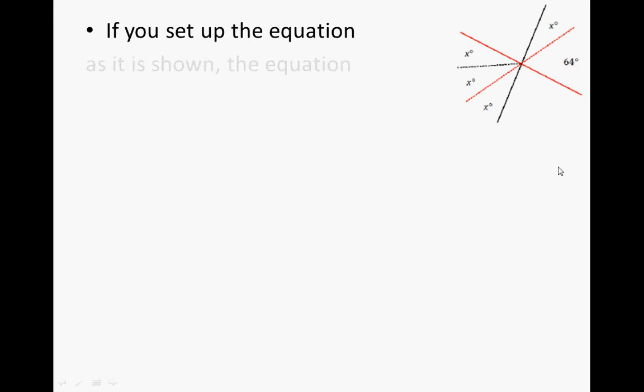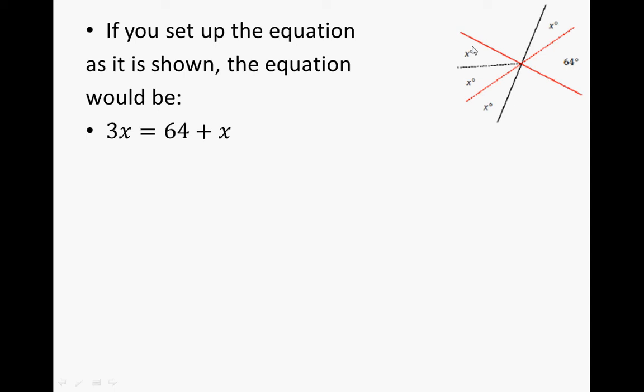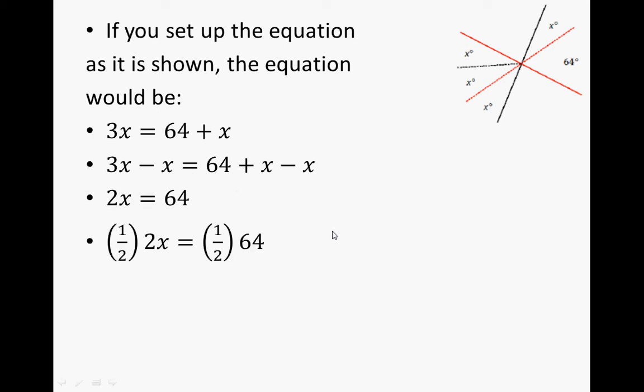So if we set up the equation as it is shown, the equation would be 3x is equal to 64 plus x. So isolating x, we want to get x on the left side of the equation, so we subtract x from both sides. That would leave us with 2x equals 64, and half of 2x is x again, and half of 64 is 32.